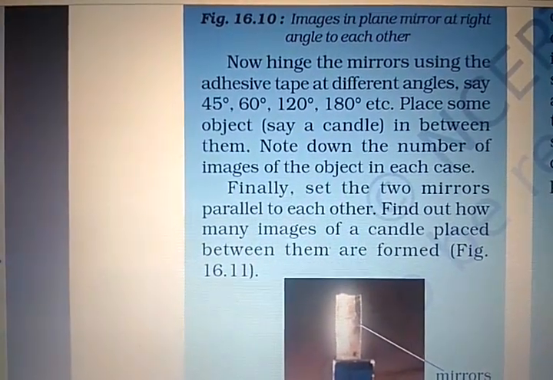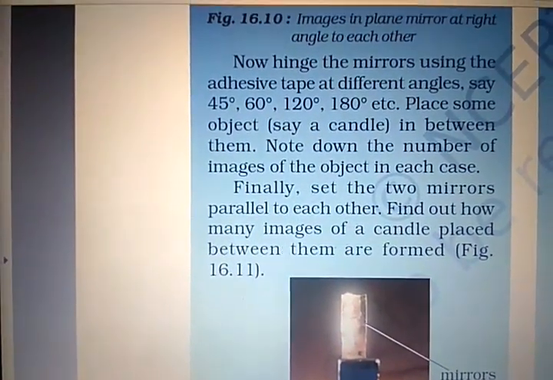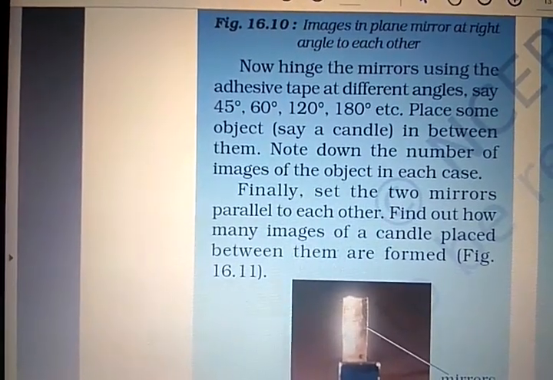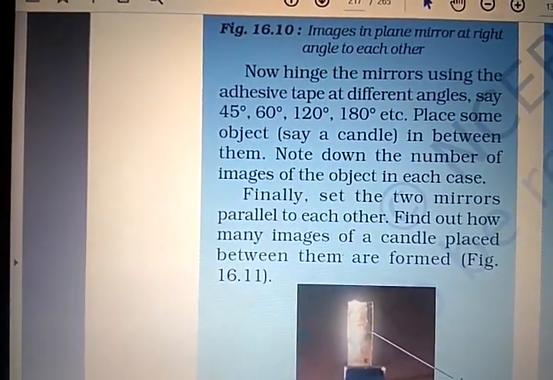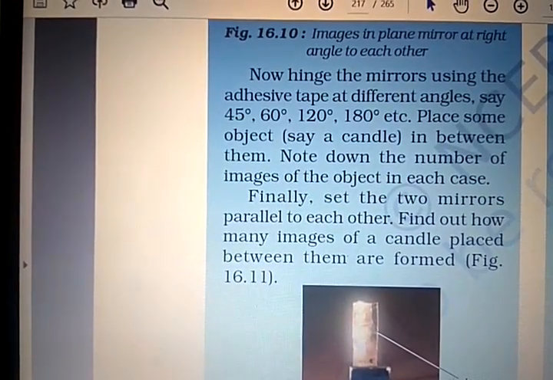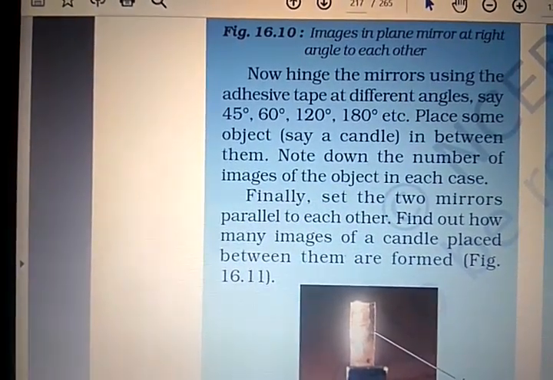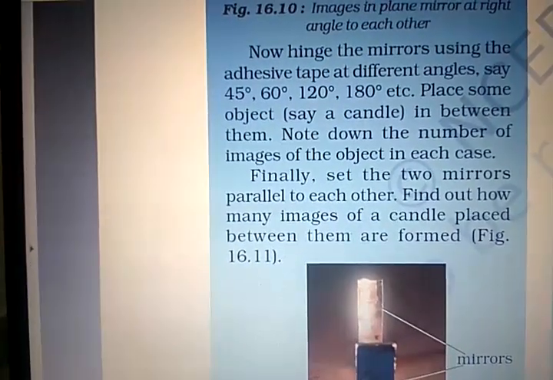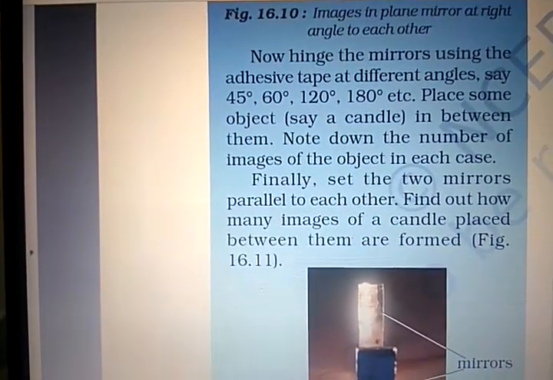You keep one by one and observe the image. Now you can see the multiple images. You can see the number of images is equal to 360 upon the angle between them, minus 1. So by this formula you can get the number of images.